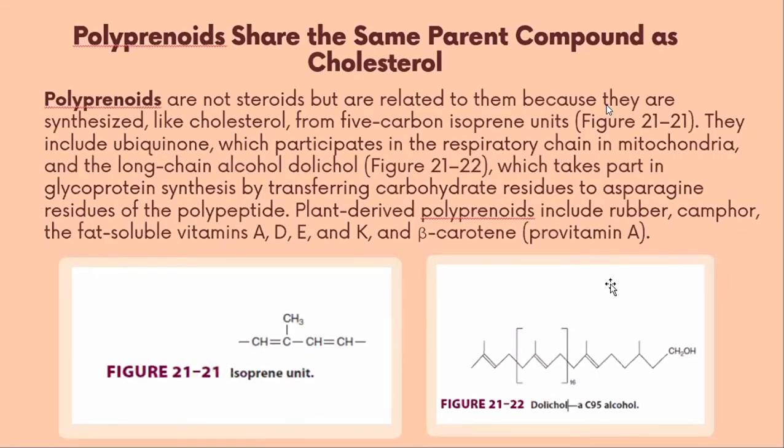Polyprenoids. Polyprenoids share the same parent compound as cholesterol. They are not steroids but are related to them because they are synthesized from 5-carbon isoprene units. They include ubiquinone, which participates in the respiratory chain in the mitochondria, and the long-chain alcohol dolichol. They transfer carbohydrate residues to asparagine residues of the polypeptide. The plant-derived polyprenoids include rubber, camphor, fat-soluble vitamins A, D, E, K, and beta-carotene, provitamin A.